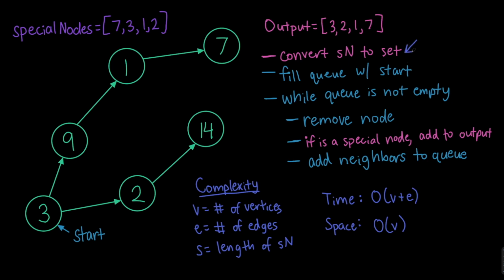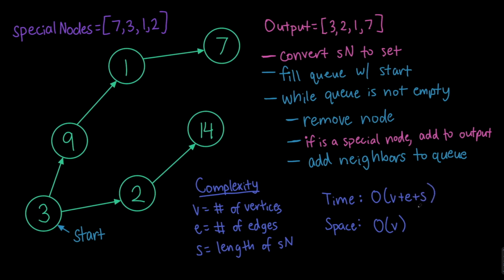But this line here is not so simple. To convert an array to a set, it actually iterates through the entire array. So that's going to be O of n time, where n is the length of that array. In our case, we're saying that the length of the special nodes array is called S here. So it's actually going to be O of S time for us to generate this set. So let's add that. So it's going to be O of V plus E plus S as our time complexity.